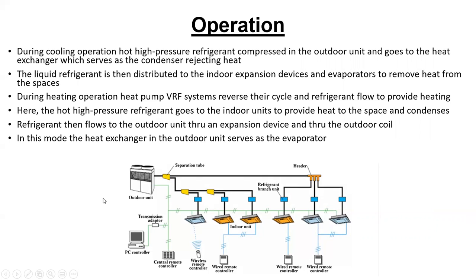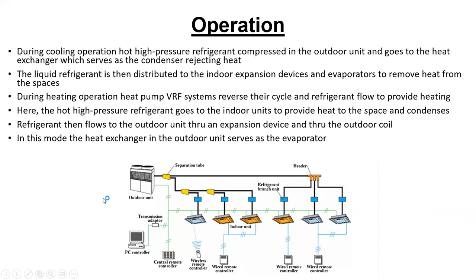Okay, let's see what it says here. During cooling operation, hot high pressure refrigerant compressed at the outdoor unit goes to the heat exchanger, which serves as a condenser rejecting heat. Liquid refrigerant is then distributed to the indoor expansion devices and evaporators to remove heat from the spaces. So we're just going to pipe that cold liquid refrigerant to each one of the indoor units where it has an expansion device. And then it becomes cold after it drops pressure, so it may be distributed.